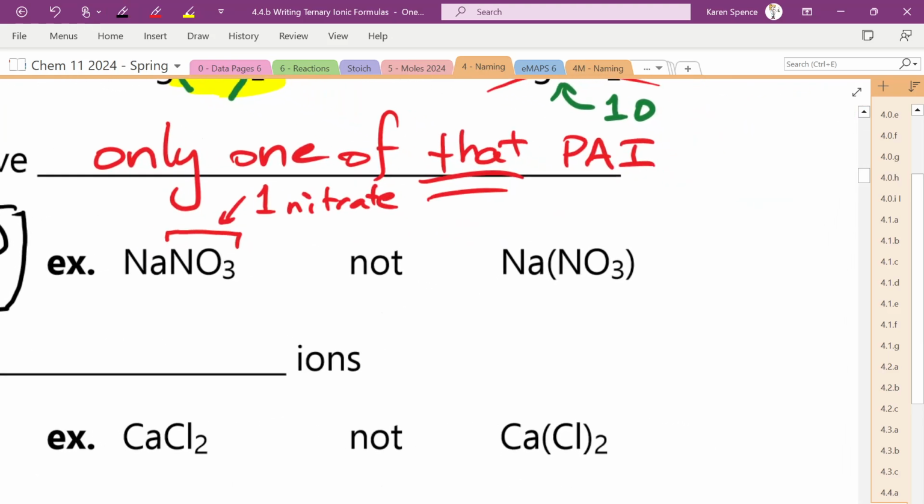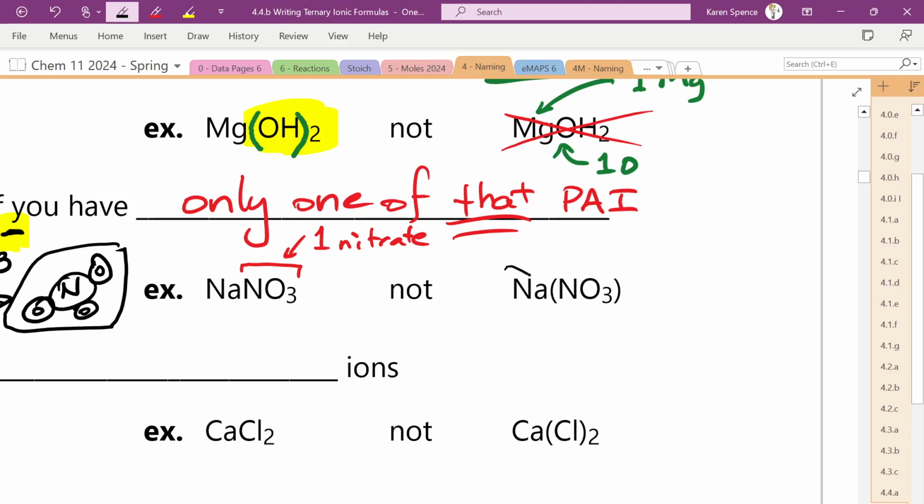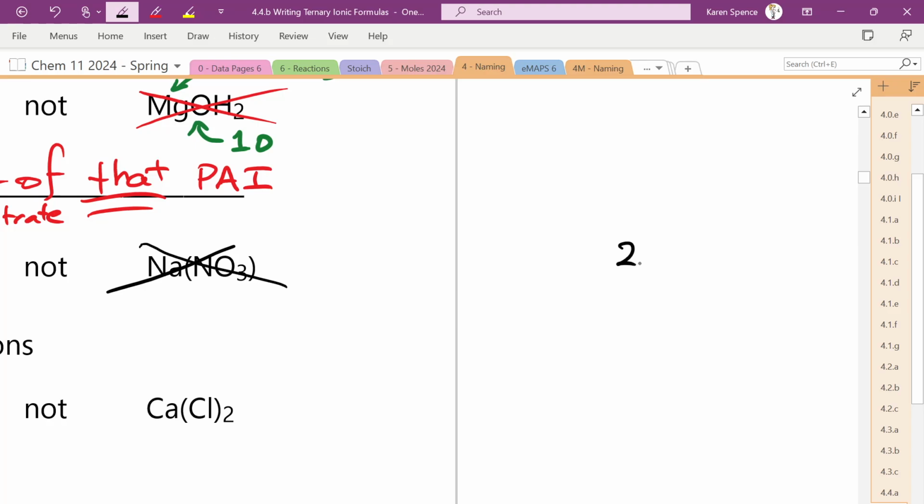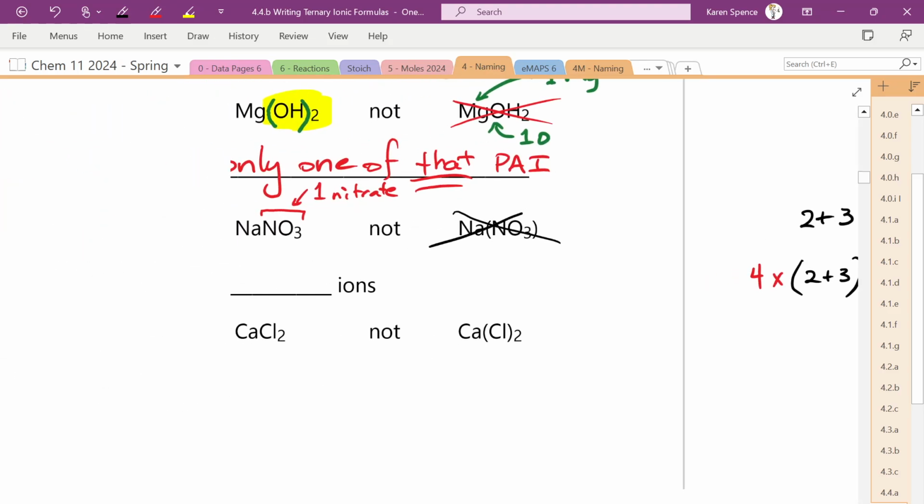But anyway, brackets. It's like if you were writing 2 plus 3, would you normally write it as 2 plus 3, or would you normally write it as 2 plus 3 in brackets? Which one would be more usual? The first one, right? But if all of a sudden we wanted to multiply that by 4, then we would put it in brackets, yeah? So it's like what we're doing there. If we have more than 1 of a polyatomic ion and we're multiplying it, that's when we need our brackets.